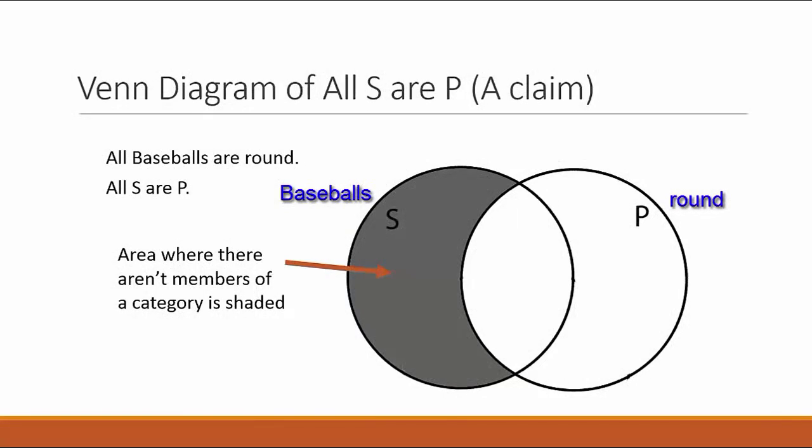Or to clarify the claim, we might rephrase it as all things that are baseballs are also things that are round. In Venn diagrams, the part of the circle where there are no examples of members of that category is shaded. So in this case, the left side of the circle is shaded. The center area represents all baseballs, and they are part of the category of round things.